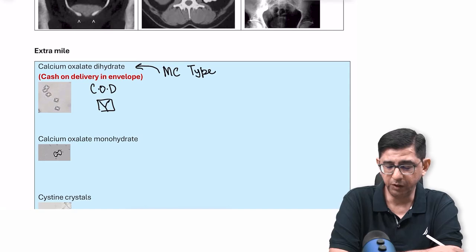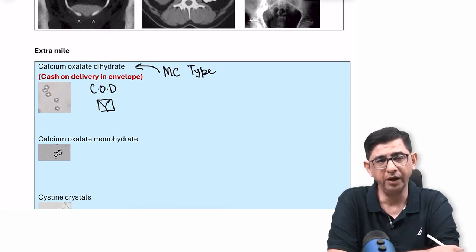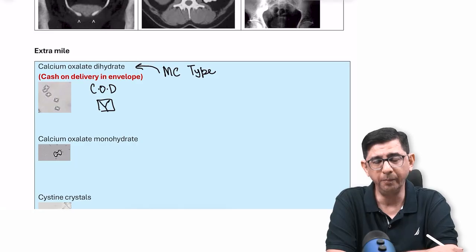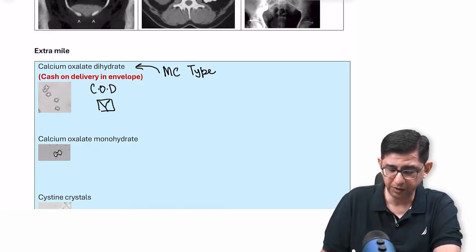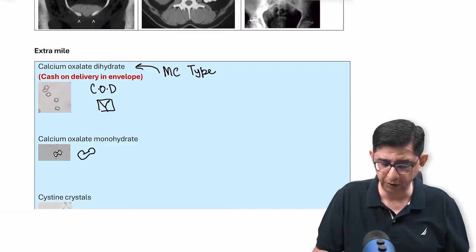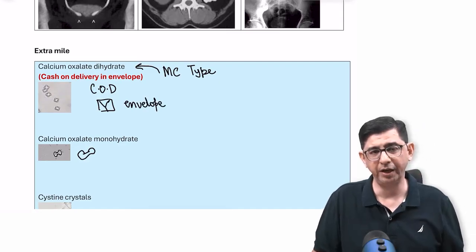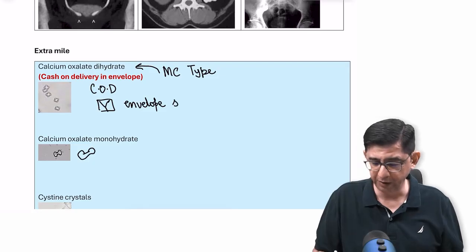But if he says the word calcium oxalate monohydrate, not COD, COM, then the crystals which are present here would be shaped like a dumbbell. So there are two terms that I want you to remember. COD, I think it will be sufficient for you to remember that cash on delivery, envelope shaped crystals are seen with calcium oxalate dihydrate.